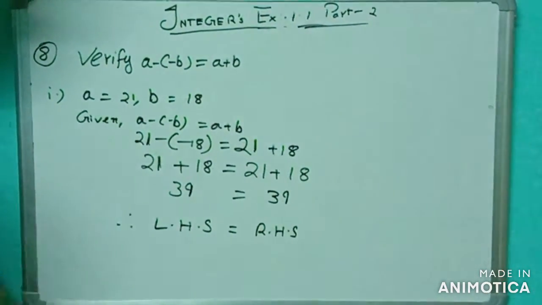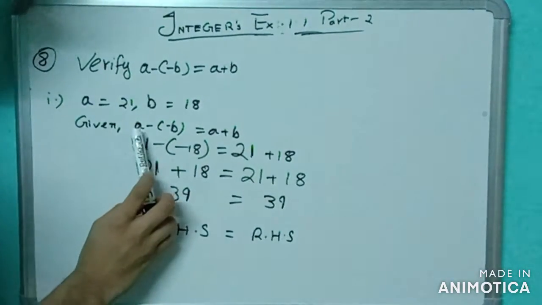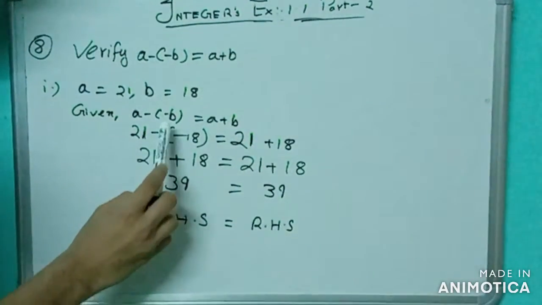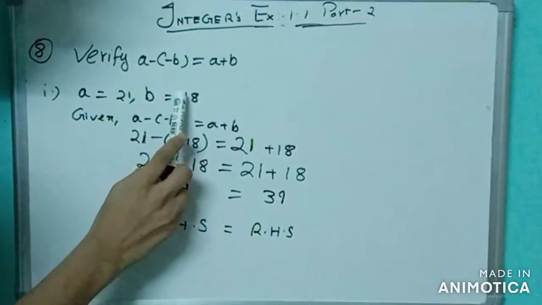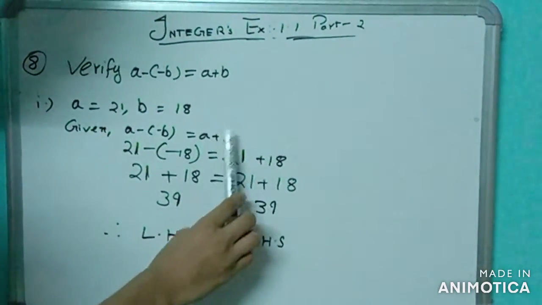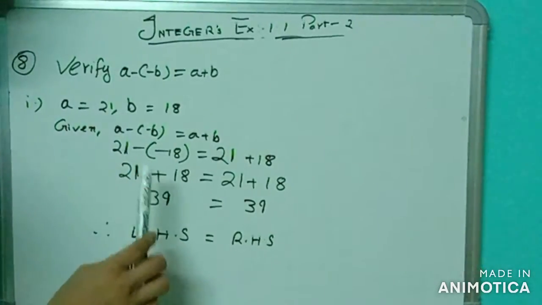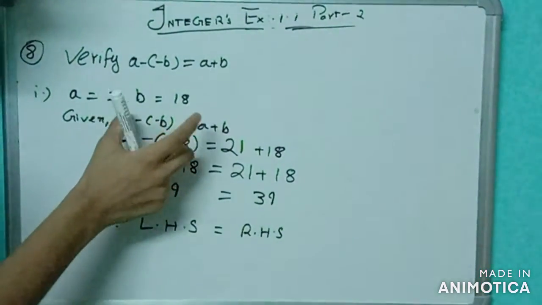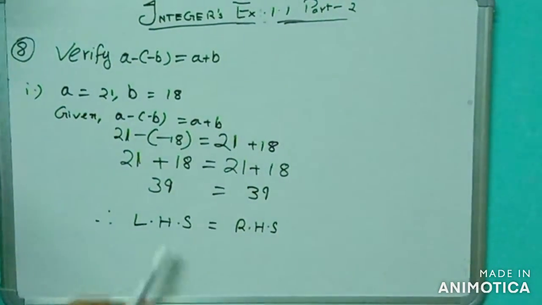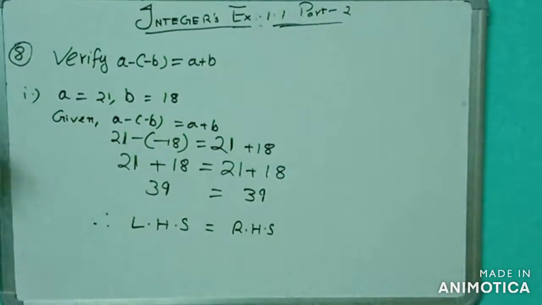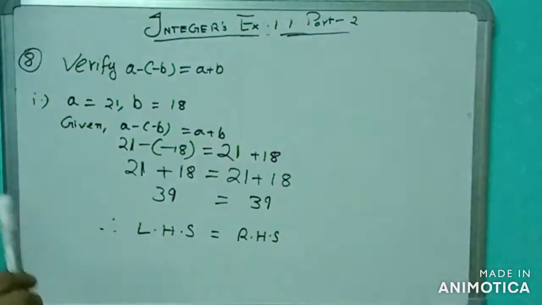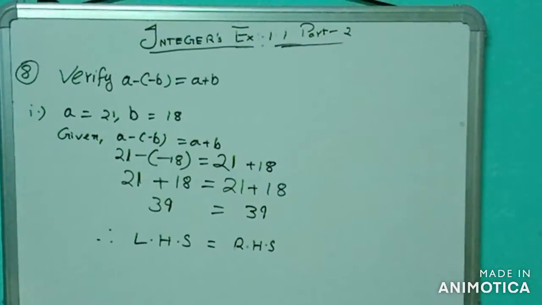Here a is 21. Replace it in the place of a. So 21 minus of minus 18. The b value they have given is 18. So here, minus b, we have to apply the minus sign to 18 also. So 21 plus 18. Here a plus b is given on the RHS, and the LHS has just been changed, they have extended this value. So 21 plus 18 is equal to 21 plus 18. 39 is equal to 39. So LHS is equal to RHS. Further sums should also be done in the same way. If they give any number, negative or positive, the answer will be LHS is equal to RHS. So we have completed the 8th question.